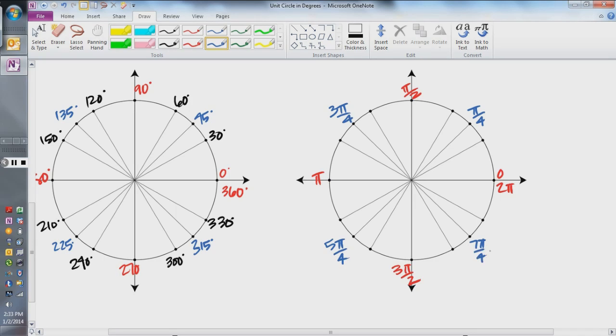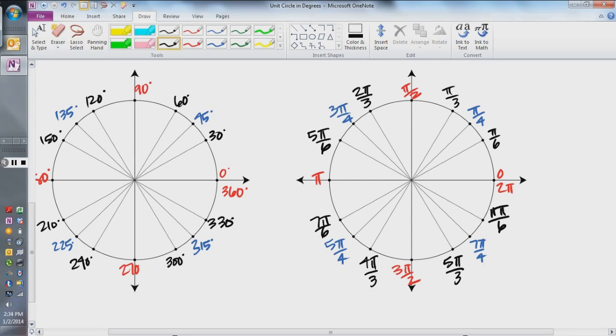Then I count out my pi over 6s. This is going to be 1 pi over 6, 2 pi over 6 is pi over 3. That's 1, 2, 3, 4 pi over 6 is 2 pi over 3. That's 1, 2, 3, 4, 5, 6, 8 pi over 6 reduces to 4 pi over 3. It's 8, 9, 10 pi over 6 is 5 pi over 3. That's 10, 11 pi over 6.